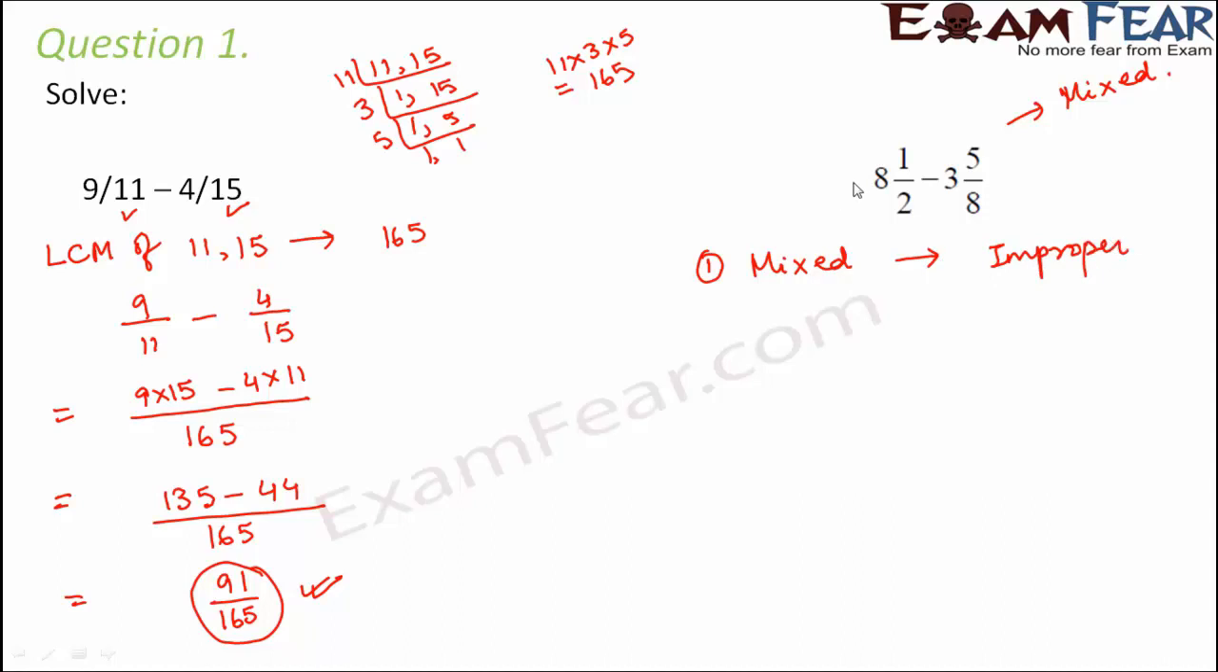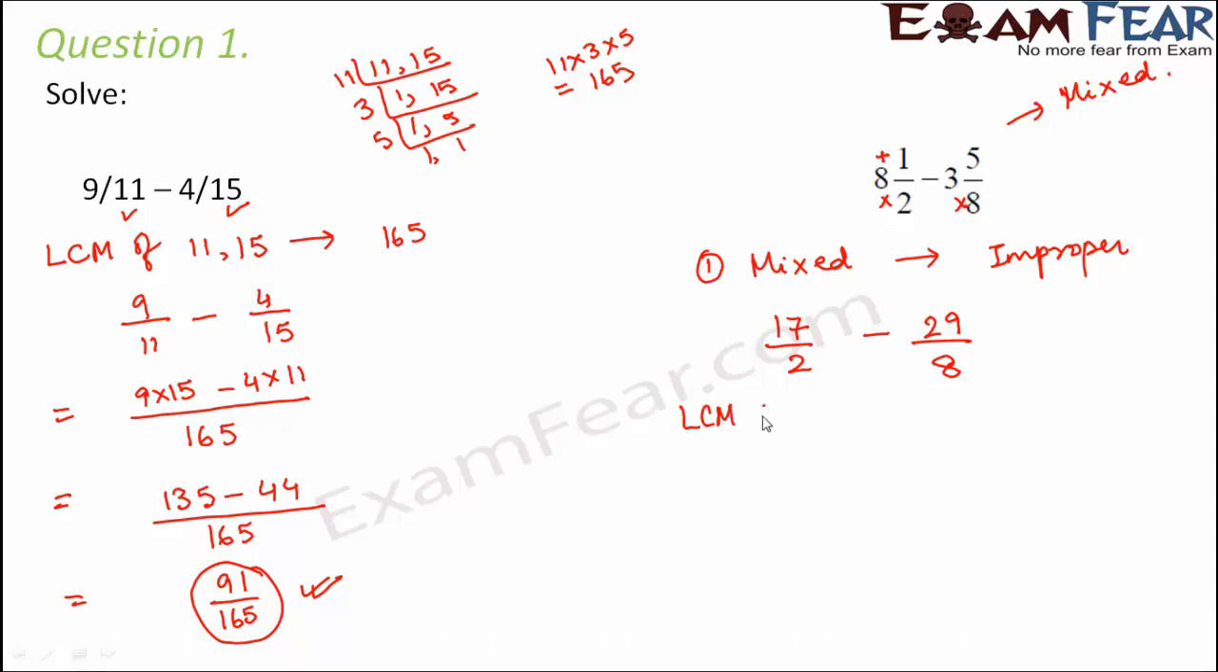And how do we do that? You remember, 2 into 8 plus 1, that is how we do it. So 2 into 8 is 16 plus 1, that is 17 by 2, minus 8 into 3 is 24 plus 5, that is 29 by 8. So we have converted them into improper fractions. Now when you look at their denominators, you see that they are different. That shows that these are unlike fractions.